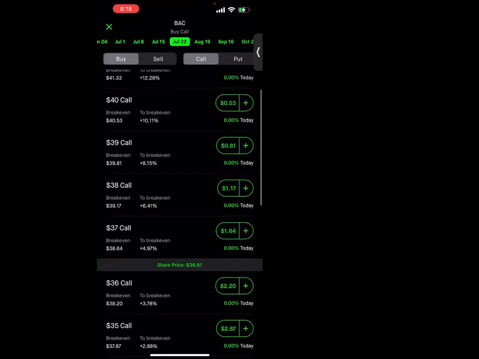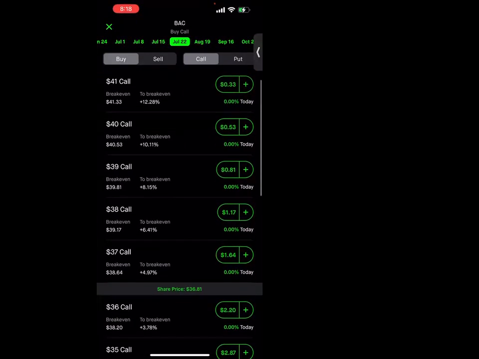Why? Because you're giving yourself enough time to let the trade play out. Did anybody see? I wasn't looking at it, but we could pull up the charts and see how much Bank of America fell. They fell, but why did none of these contracts go negative?